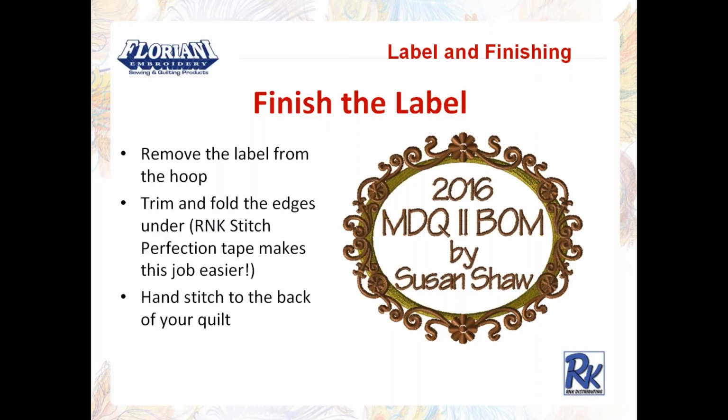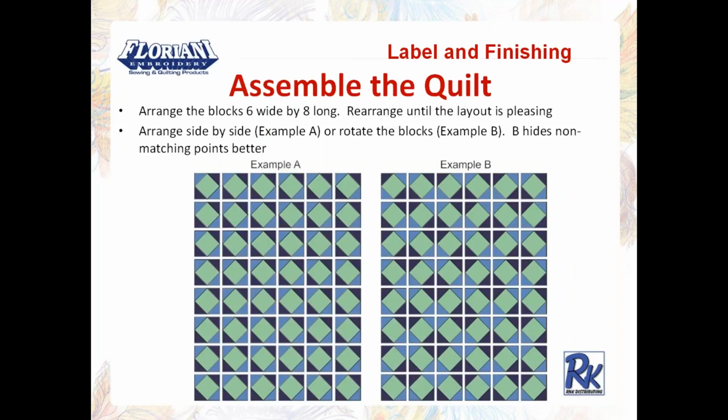Repeat that for all the other edges, and if you want to get fancy and miter your corners and do whatever, you can. But that's going to make your job a whole lot easier. No ironing, no pinning, and then you're going to put it on the back, and again, you can use some more Stitch Perfection tape to hold it in place, or you can pin it in place. And then you want to hand stitch this to the back of your quilt when we are done. So not right now, but when we get done with the whole thing. So that's the embroidery part, and we're going to move on to the quilt assembly and finishing.